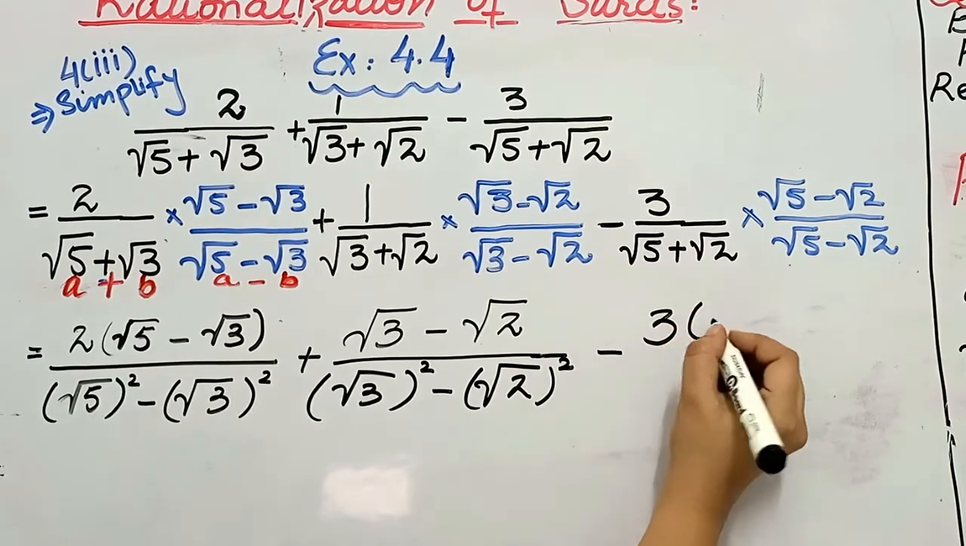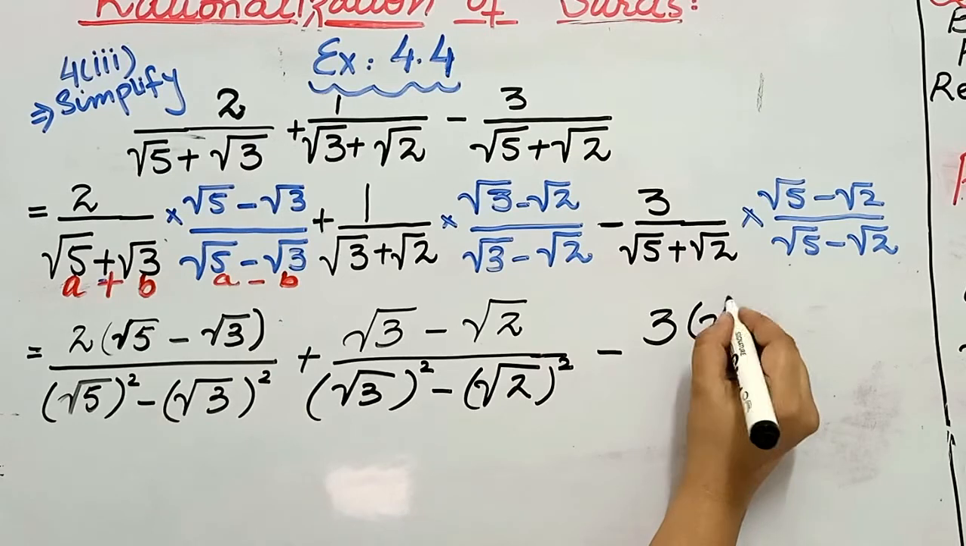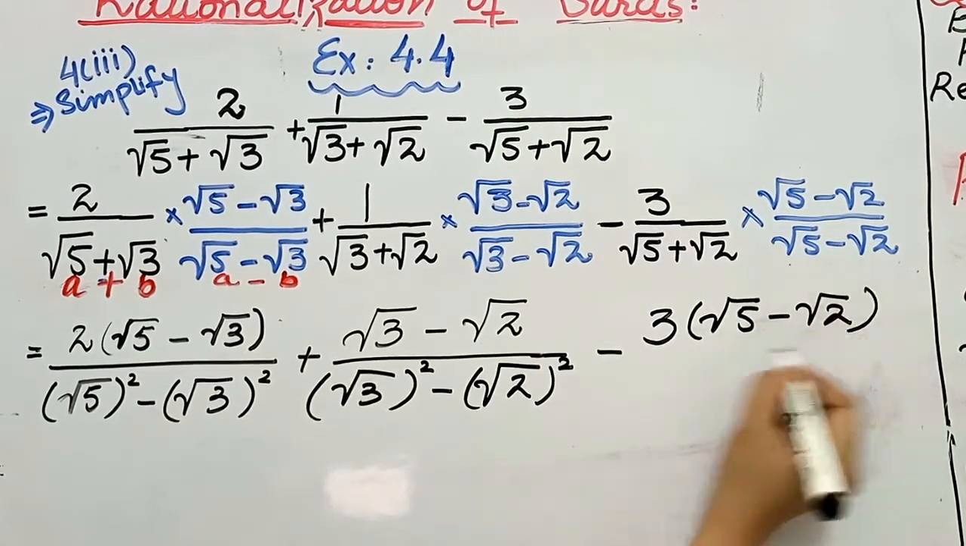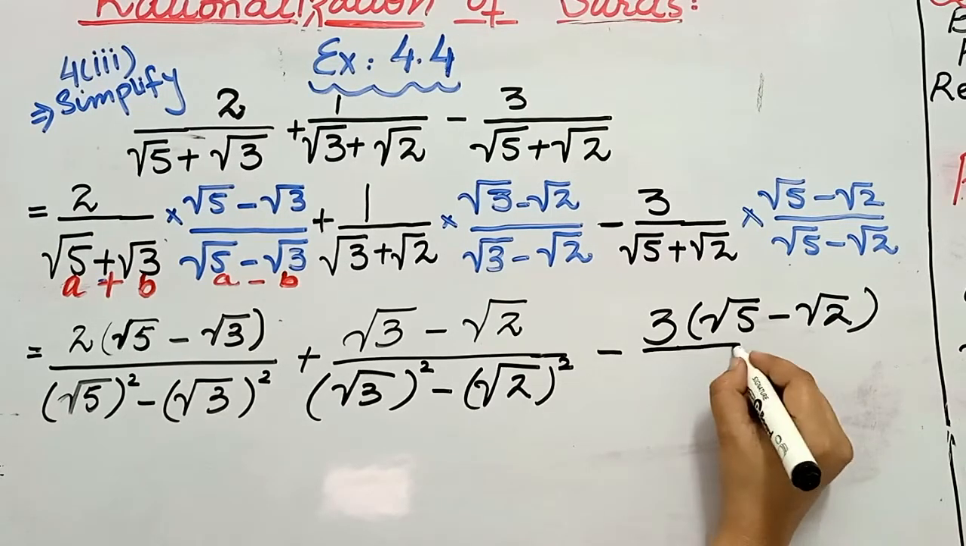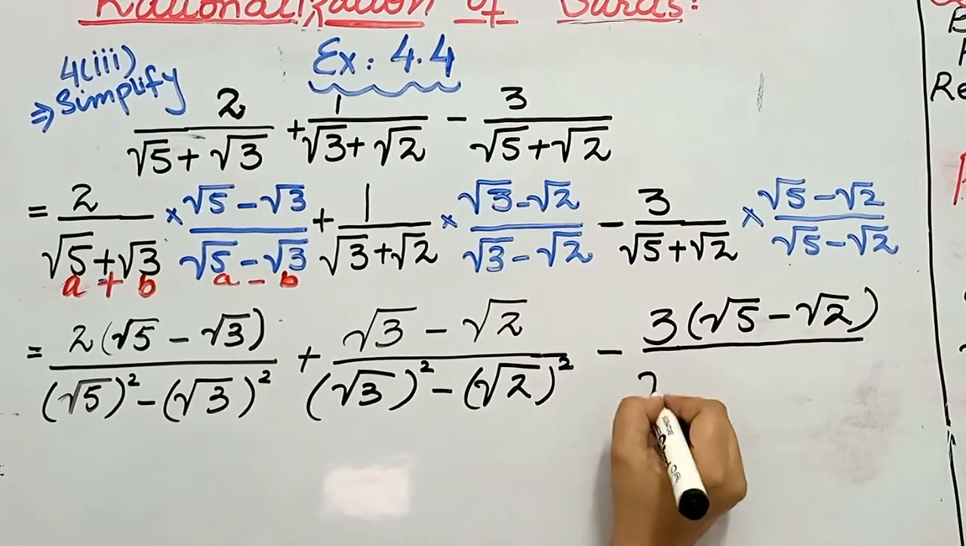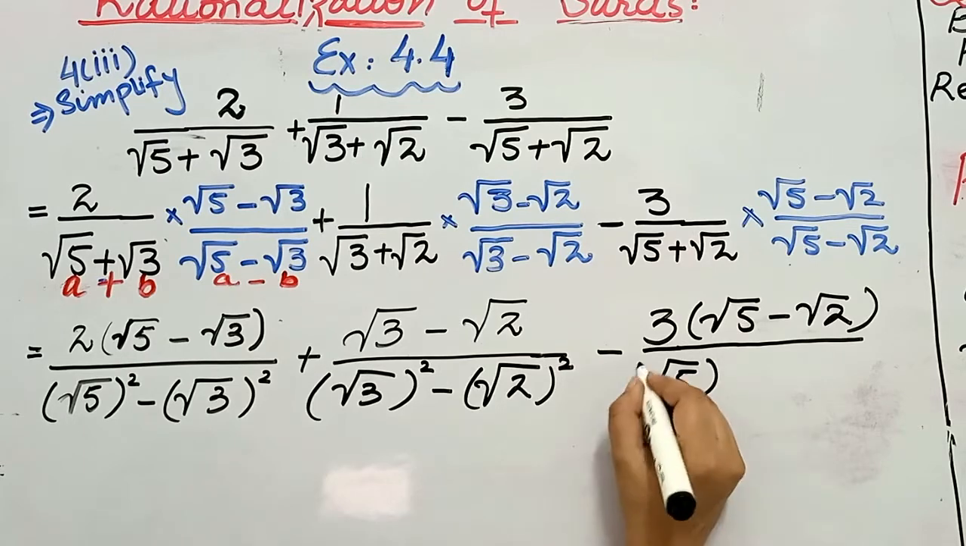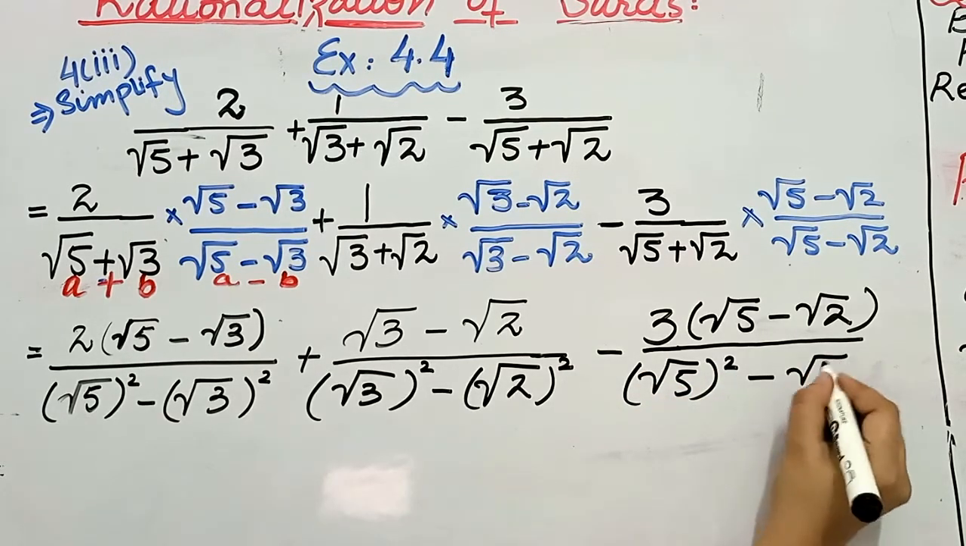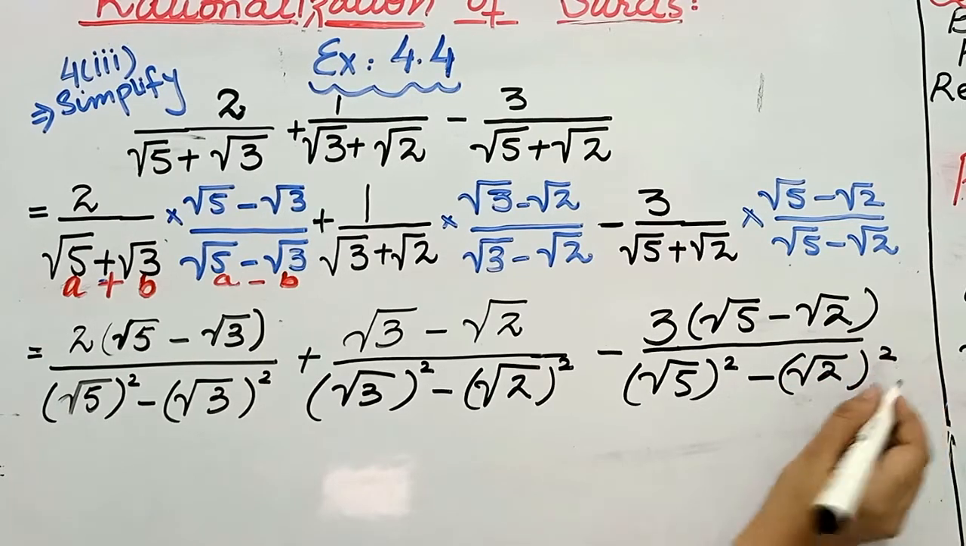So 3 into 3 will be multiplied with this one, under root 5 minus under root 2, divided by under root 5 square minus under root 2 square, since a square minus b square.